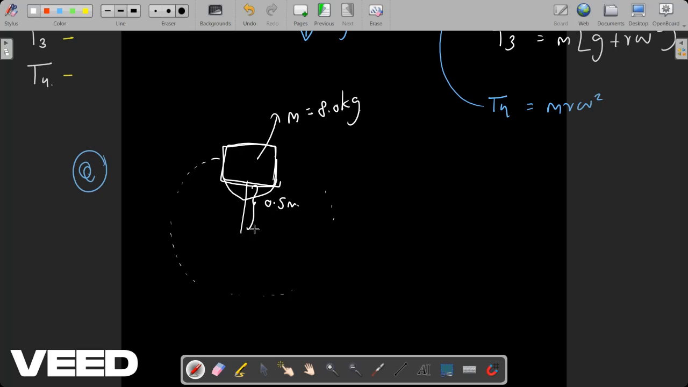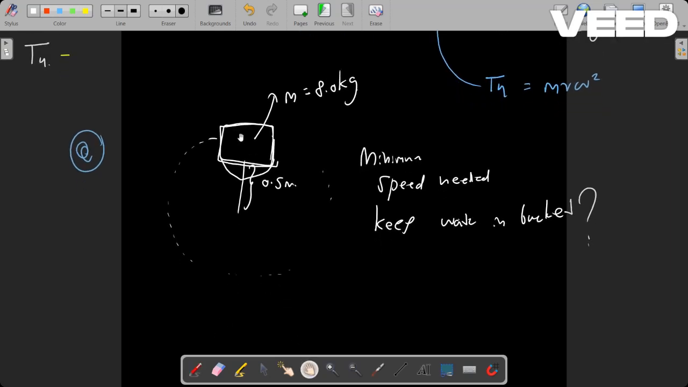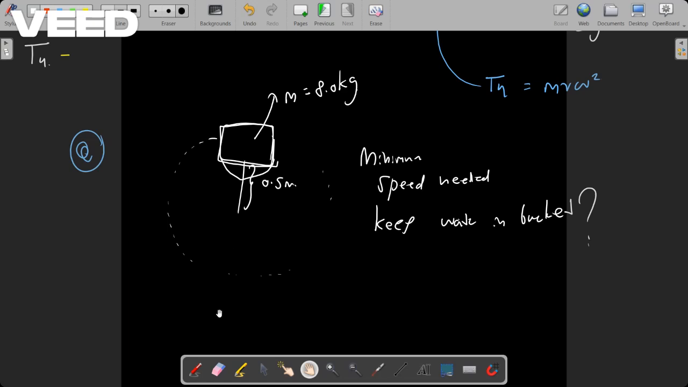I want you to find the minimum speed needed to keep the water in the bucket. You have to find the minimum speed of the bucket you must maintain to keep the water in the bucket. Right. So you should decide.